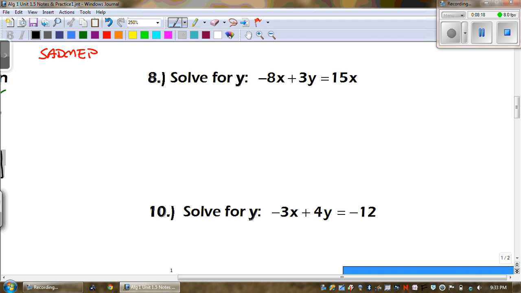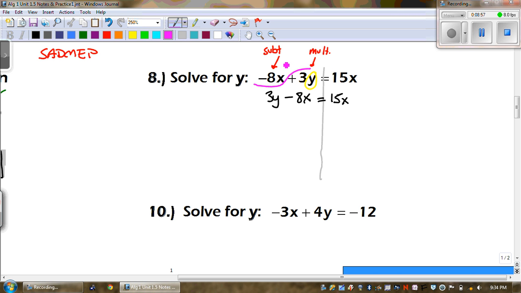Okay, let's do another example. Solve for y. So there's my y. What I see right here is we have subtraction, that's a negative 8x, and then we have multiplication. You're like, Mr. Grice, I didn't see that. Okay, well, let's rewrite it, because when you rewrite it, you've got a positive 3y minus 8x equaling 15x. Do you see it now?